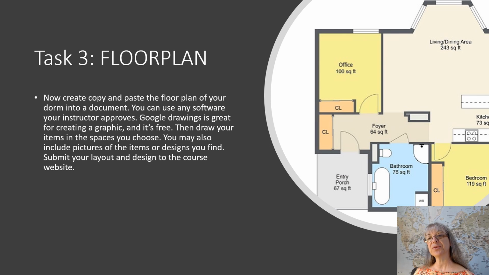In task 3, you're going to copy and paste the floor plan of your dorm into a document. Now there are several ways you can do it. You can download it from the internet. You can take a picture of it and upload it that way. Save it as a JPEG. Whatever is simplest for you. You don't have to download any new documentation. All right. And you want to submit your layout to me.